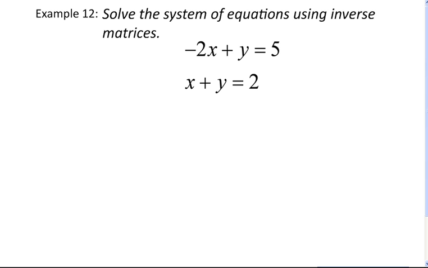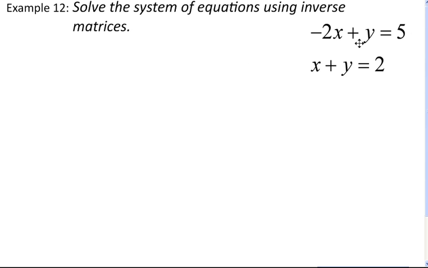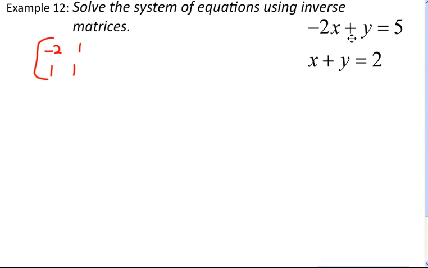All right, do another one here for you. I'm going to go a little faster. I'm running out of time. So our first step is to write it in matrix form. So we have negative 2, 1, 1, 1, times x, y, equals 5 and 2. So we wrote it in matrix form.